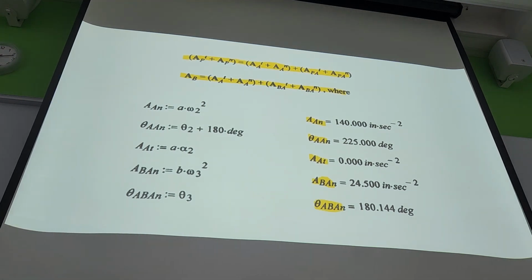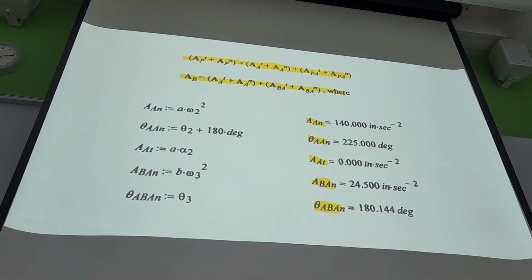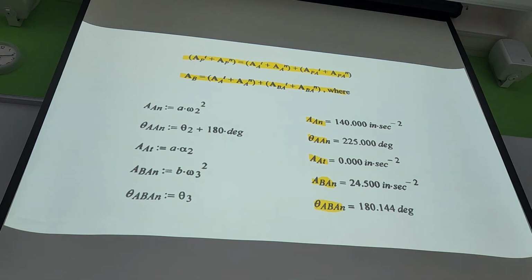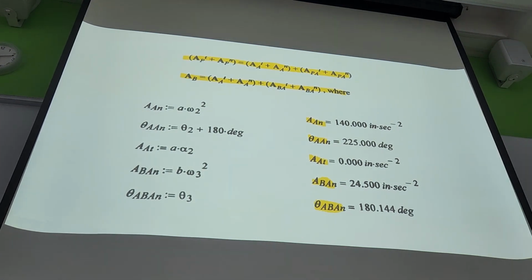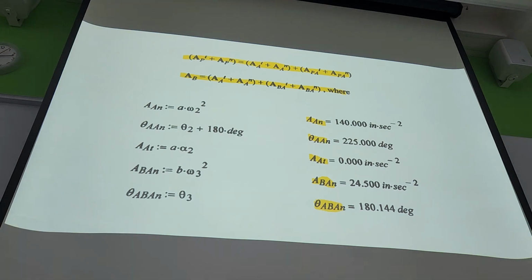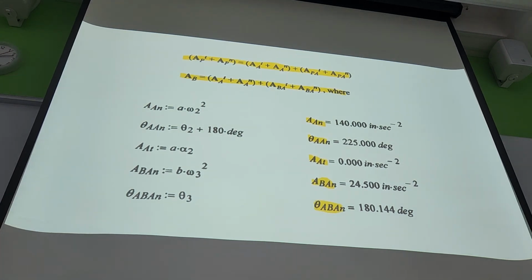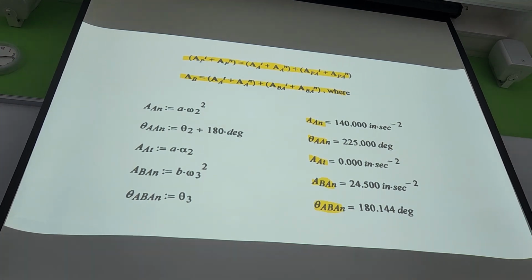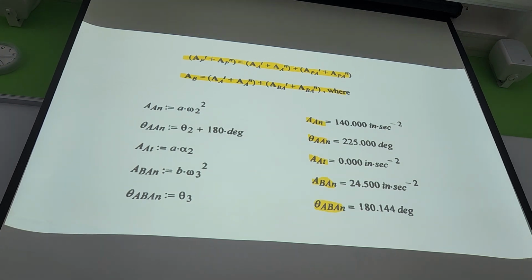Then the tangential component of point A is R into alpha 2. Alpha 2 is given as 0, so it has no tangential component. BA normal is the length of link 3 into omega 3 squared. We calculated omega 3 from velocity analysis, multiplied by the length of the link, so the BA normal magnitude is 24.5. The direction of this will be 180.1. Now you know all the information.